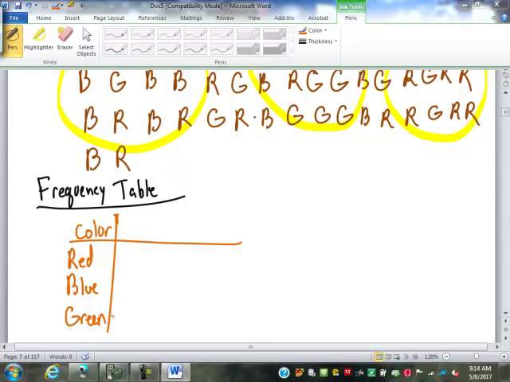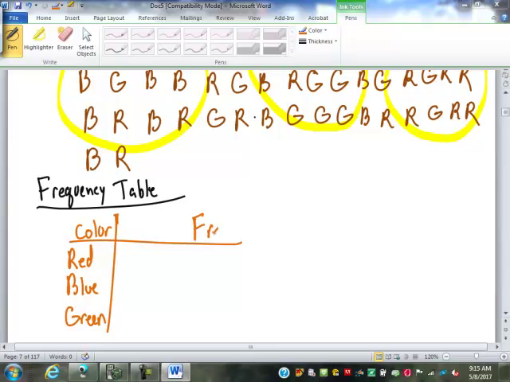Now again, if this were a longer course or a longer unit on statistics, I would really stress this point, that it doesn't matter what order I put these categories in. Red, blue, green, blue, red, green, blue, green, red. There is no logical order for them, so I'm just putting them in an order.